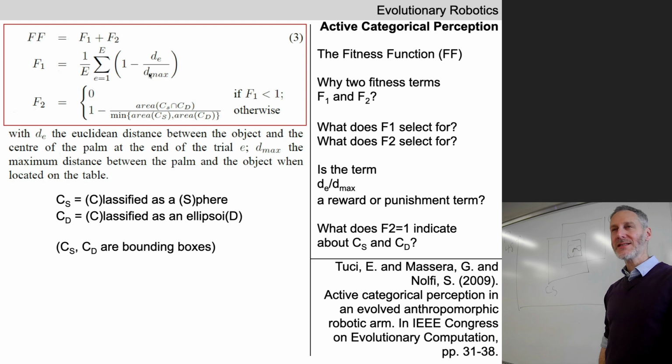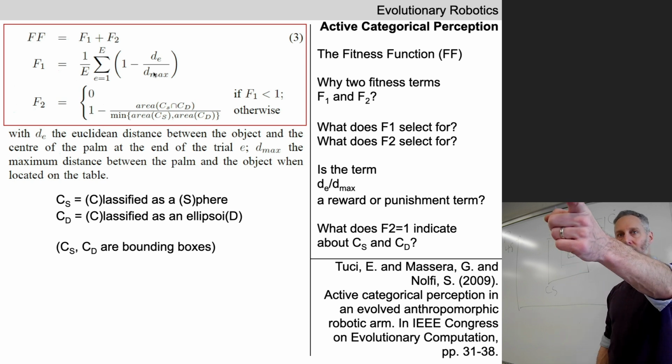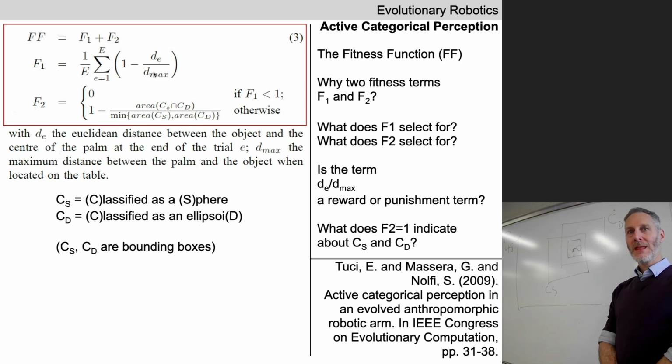The D's are distances, which is a reminder they're always positive. So the D sub max here is a normalizing term. Why do we want to evolve CTRNNs that minimize the distance between the palm and the object? Because the classification is based on the sensation of feeling it. So if it doesn't have its hand on the object, then what can it do?